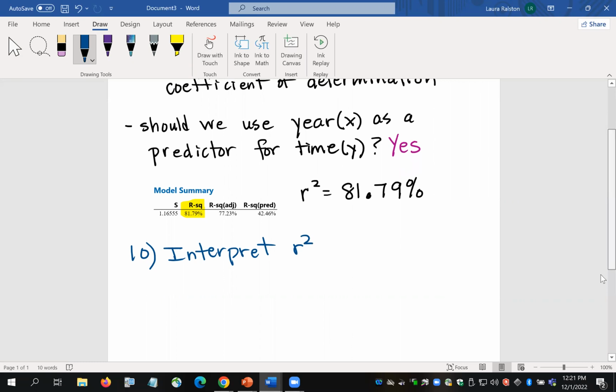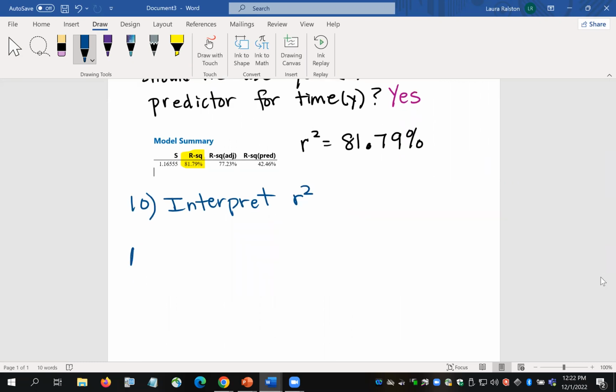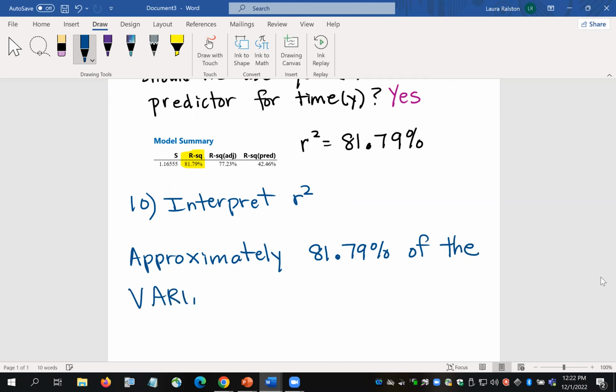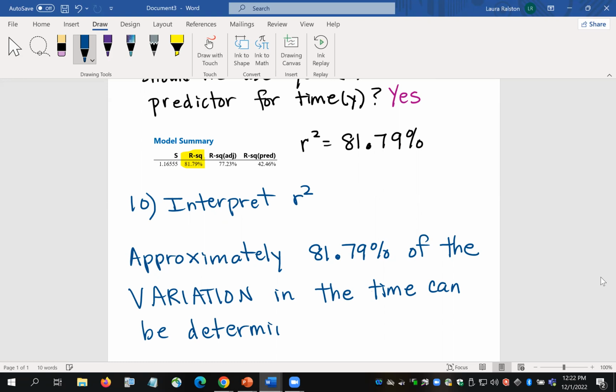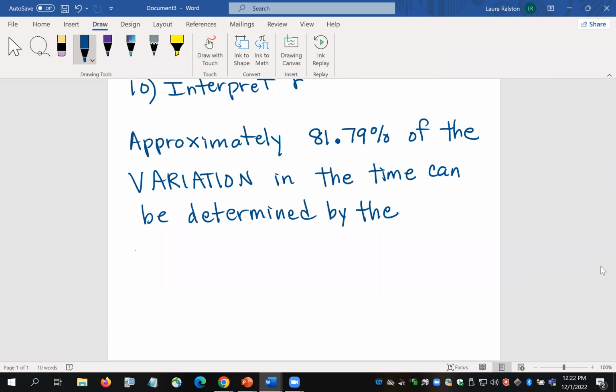Okay, so R squared, we would write approximately 81.79% of the variation in the time can be determined by the variation in the year.